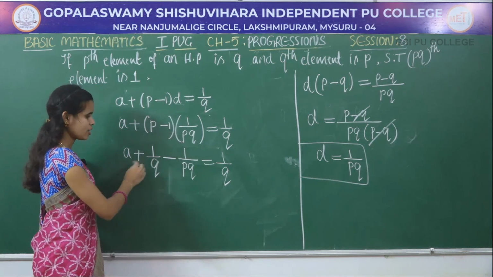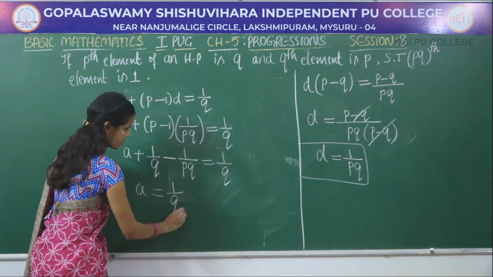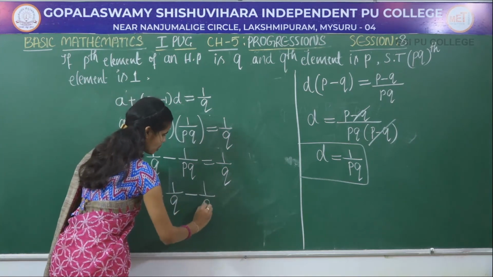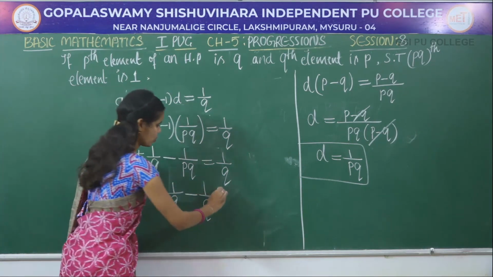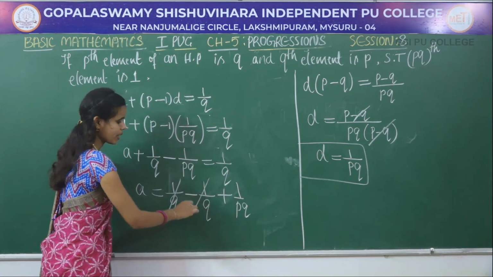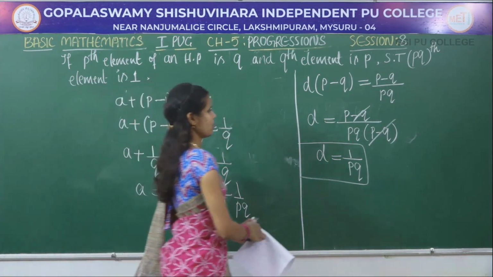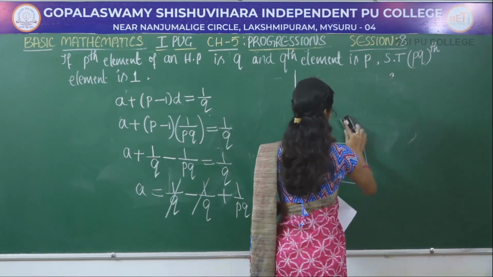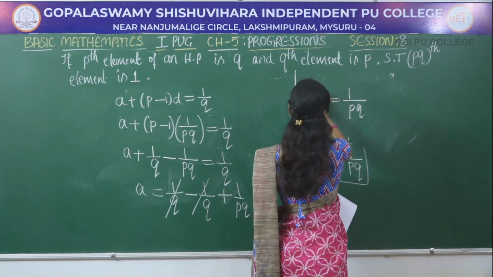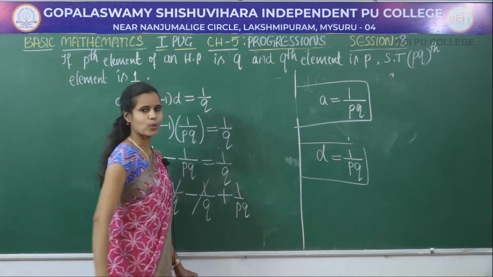We want a, so take these two terms to the right side. Therefore a is equal to 1 by q; taking this term to the right side, plus 1 by q becomes minus 1 by q, and minus 1 by pq becomes plus 1 by pq. So 1 by q minus 1 by q gets cancelled. Therefore a is equal to 1 by pq. So a is equal to 1 by pq and d is equal to 1 by pq.